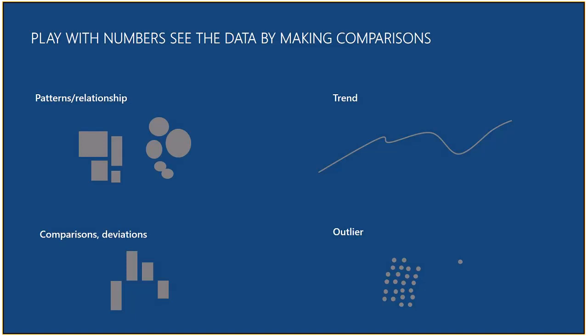Yes? What's the difference between a trend and a deviation? Seems like they tend to show almost the same thing. The trend and the deviation? Right. Well, a trend is usually something that's happening over time. I would say trend is always based on time, whereas comparisons and deviations don't have to be. They don't have to be time-based.